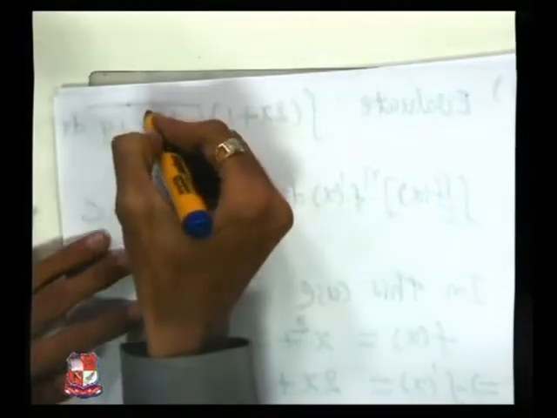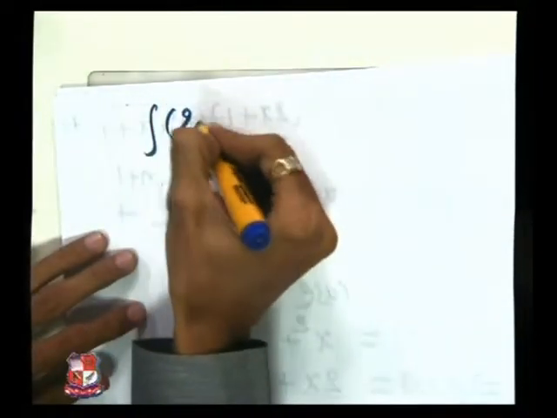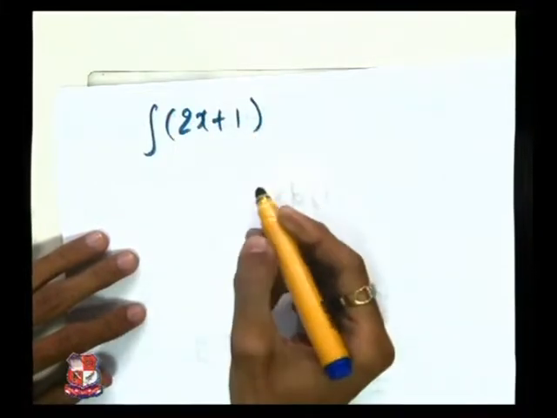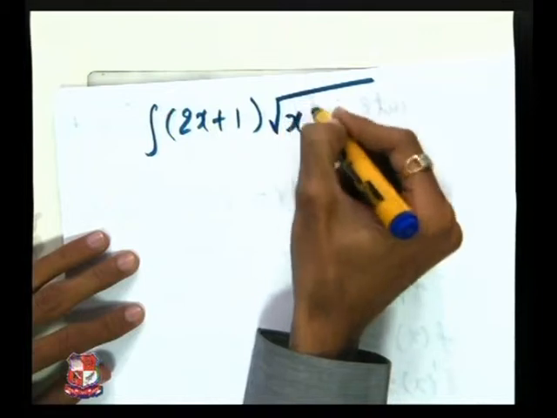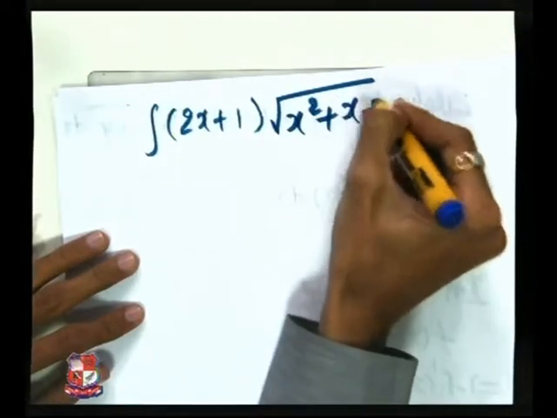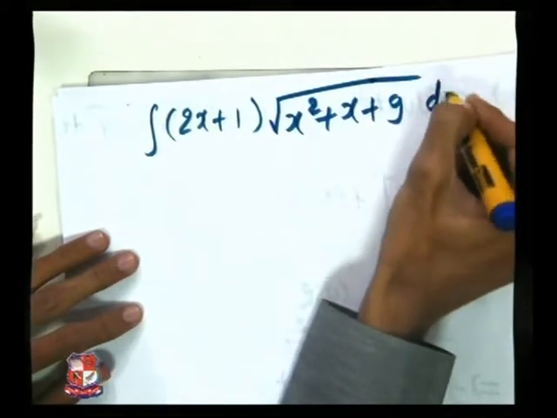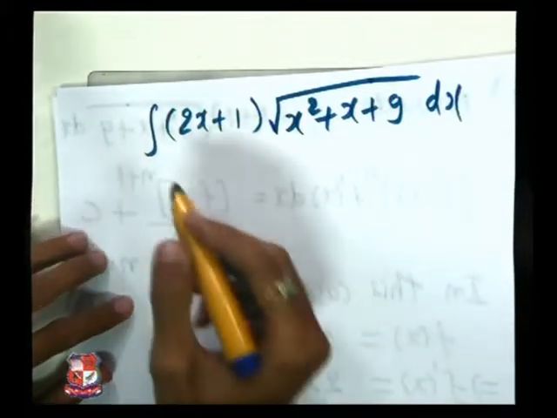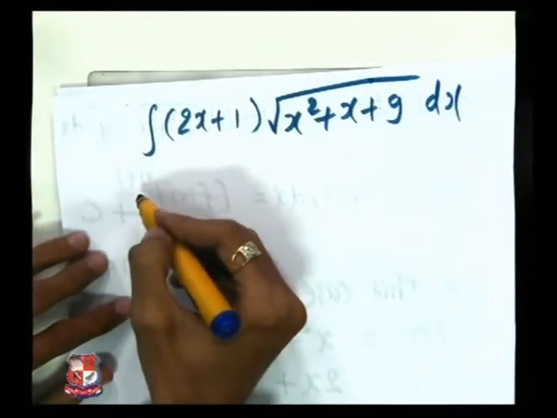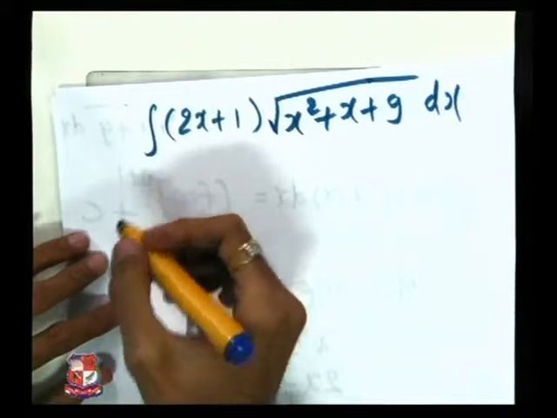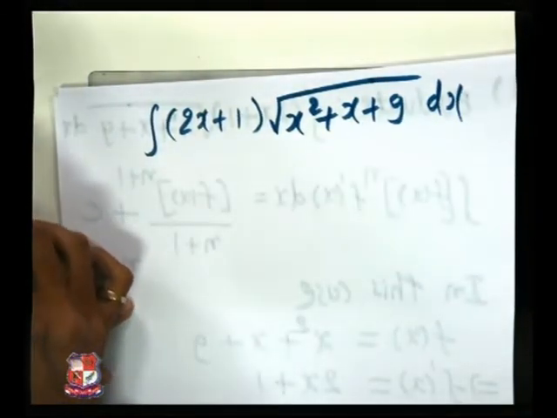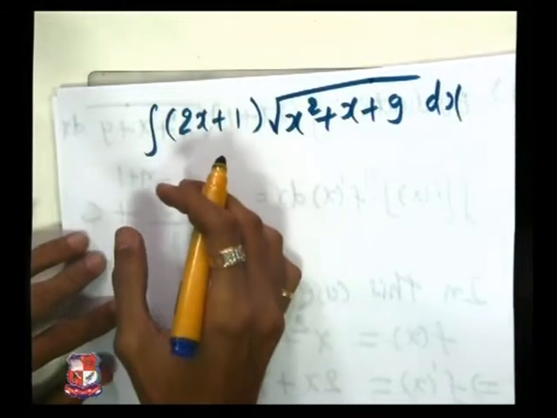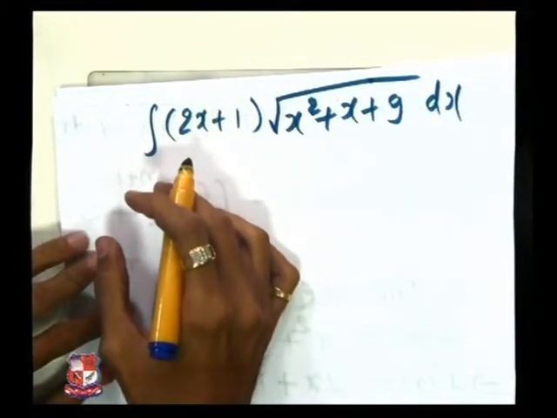The question is: evaluate the integration of 2x plus 1 into root x square plus x plus 9 into dx, right? So now I am using the method of substitution. The last method is also the method of substitution, but we have used the direct formula. Here I am not using any shortcut direct formula.